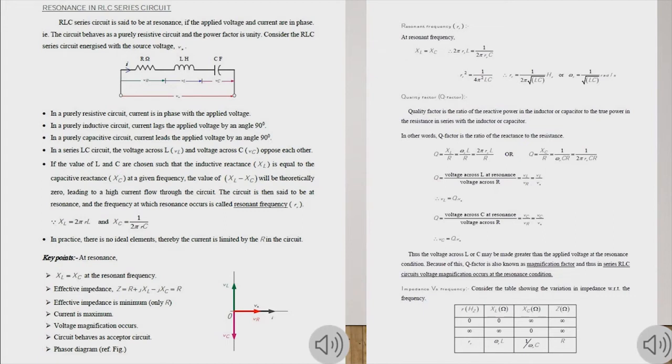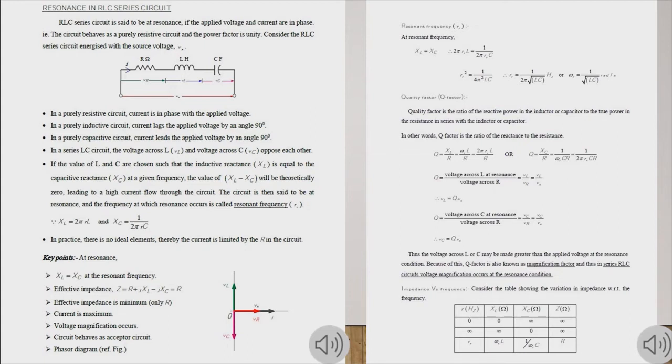Q equal to voltage across L at resonance divided by voltage across R, that is VL by VR. VL equal to Q into VR. Q equal to voltage across C at resonance divided by voltage across R, that is VC by VR. VC equal to Q into VR. Thus, the voltage across L or C may be made greater than the applied voltage at the resonance conditions. Because of this, Q factor is also known as magnification factor, and thus in series RLC circuits, voltage magnification occurs at the resonance condition.